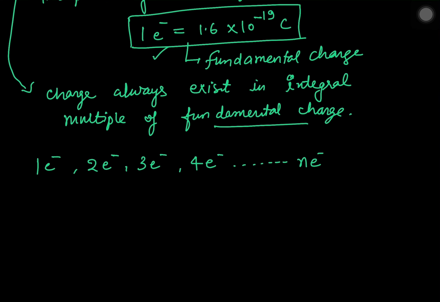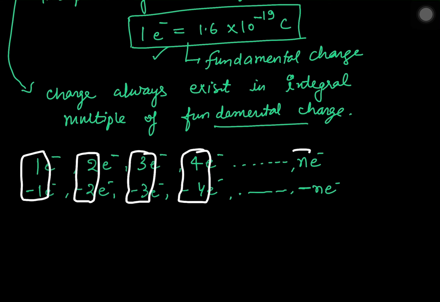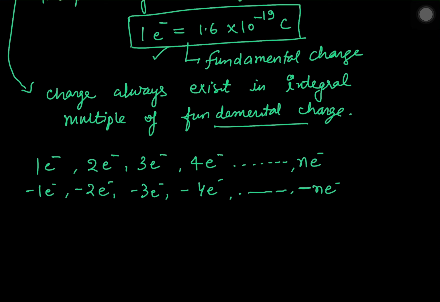If I consider the negative values: minus 1 electron, minus 2 electron, minus 3 electron, minus 4 electron, and so on, minus n electron. This also follows the integral multiple of the fundamental charge, because 1 and minus 1 are integers, 2 and minus 2 are integers, 3 and minus 3 are integers, 4 and minus 4 are integers, n and minus n are also integers.